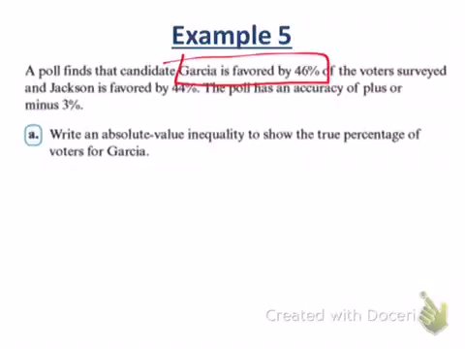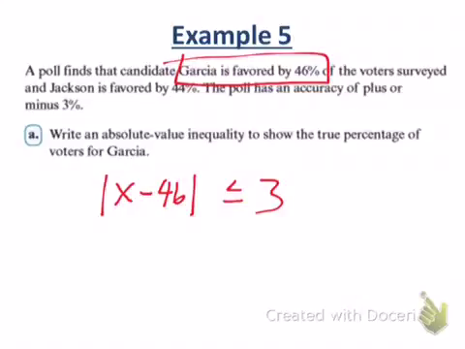The actual percentage of voters is within 3, plus or minus. Is that going to be greater than or less than 3? Both, right? Plus or minus. So it's less than positive 3 and greater than negative 3. It's plus or minus 3, so that's less than or equal to 3% difference. So the actual minus the optimal is less than or equal to 3.